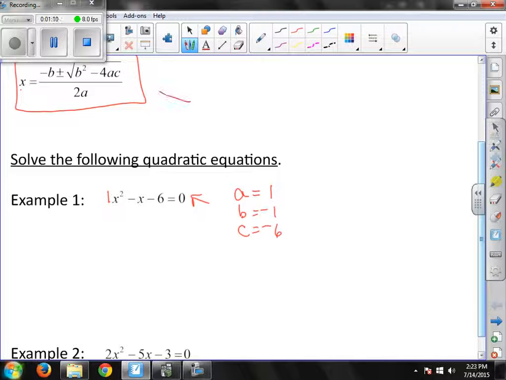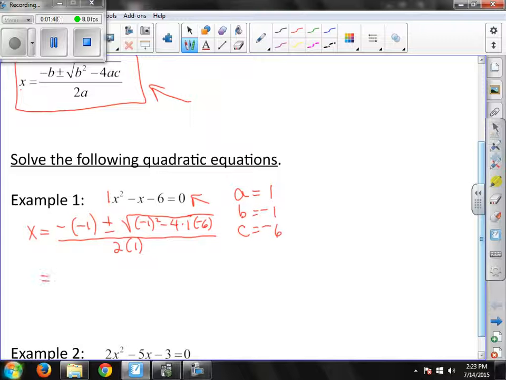So we are just going to plug it in to our quadratic formula, and here's what x is going to be equal to. Negative negative 1 plus or minus the square root of negative 1 squared minus 4 times a times c, all divided by 2 times a, which is 1. Notice it's very important to always put your negative numbers in parentheses.